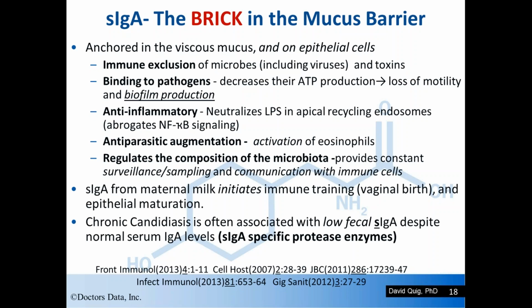Secretory IgA from maternal milk initiates immune training, that is, with vaginal birth, and also initiates and propagates epithelial maturation in the infants. And as we have discussed in a previous seminar, chronic candidiasis is often associated with very low secretory IgA despite normal serum IgA levels. And that's because Candida species in particular produce a secretory IgA specific protease enzyme.